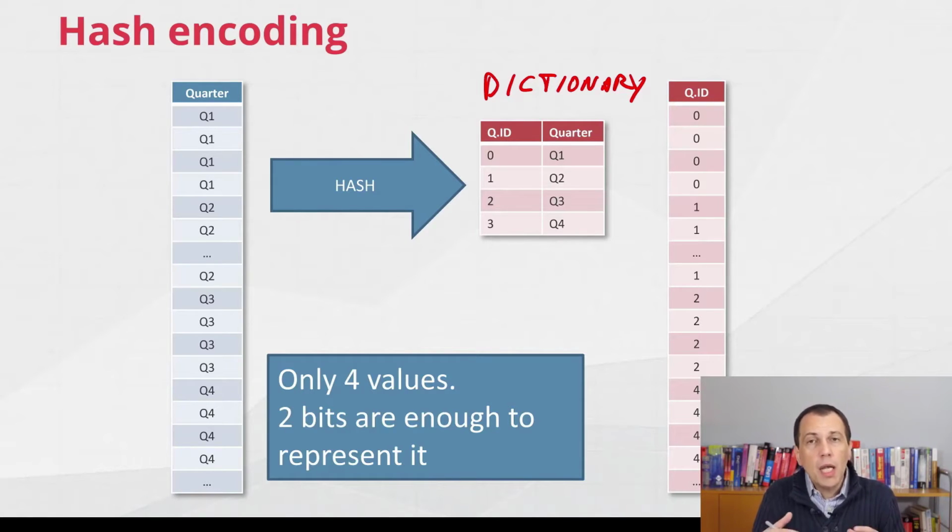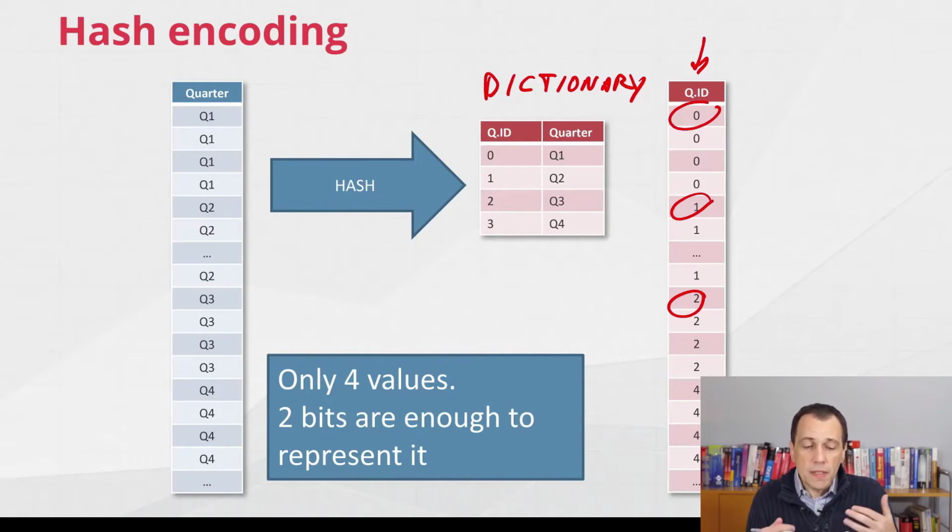Now, once we have the dictionary, however, we still have to represent the original value we had in the column. So our quarter is transformed into a column that has only integer numbers. And this integer number is the position of the original value in the dictionary: 0 or 1 or 2 and so on.